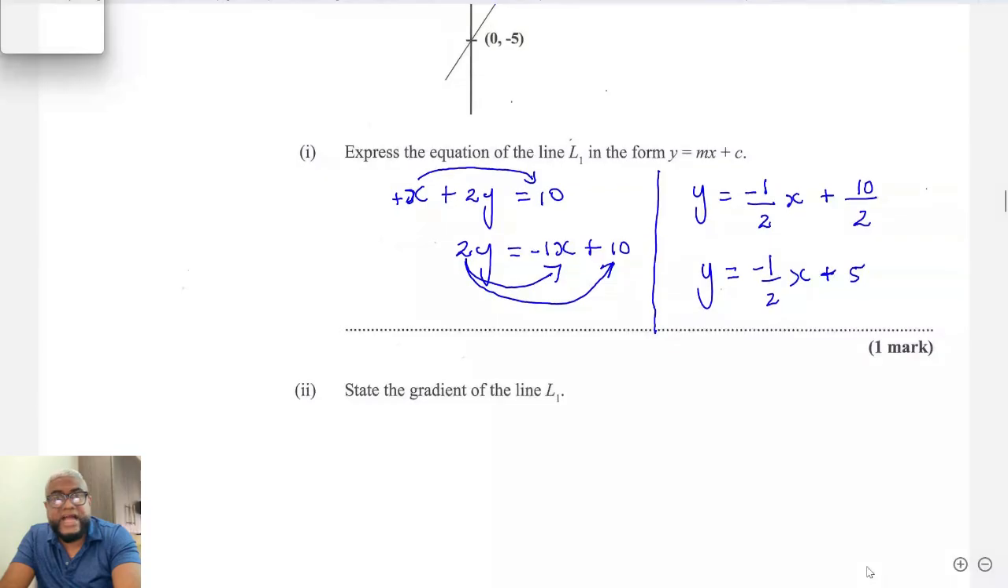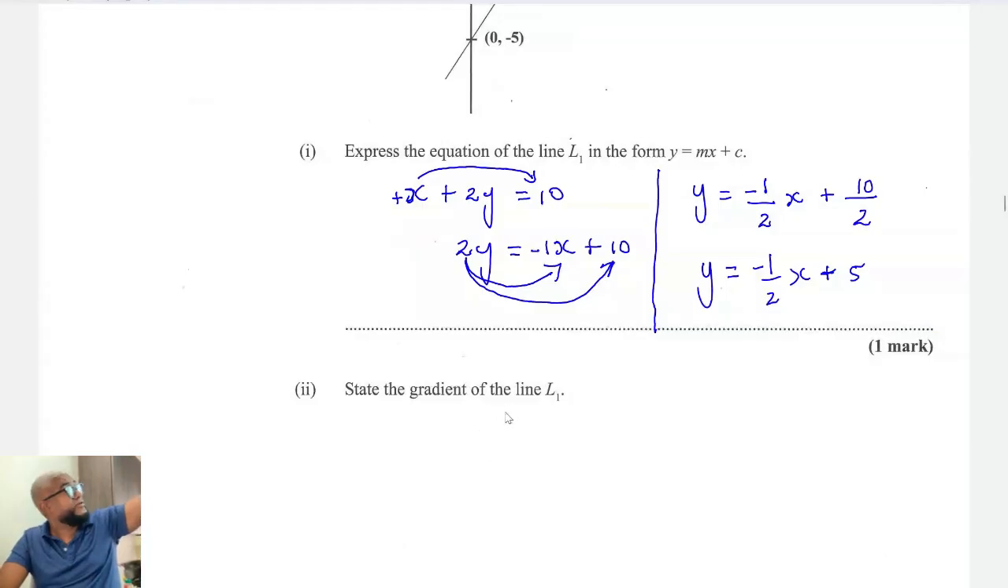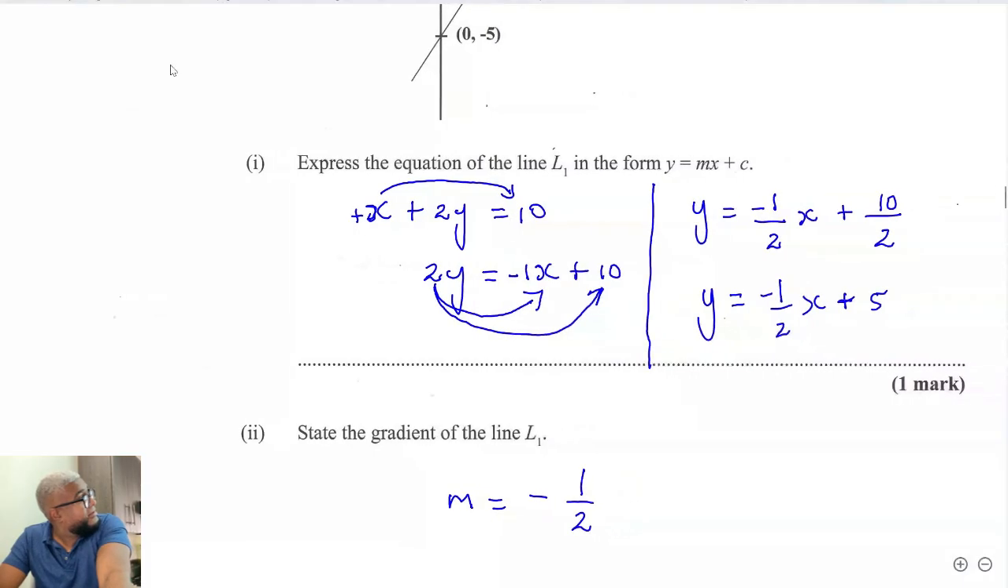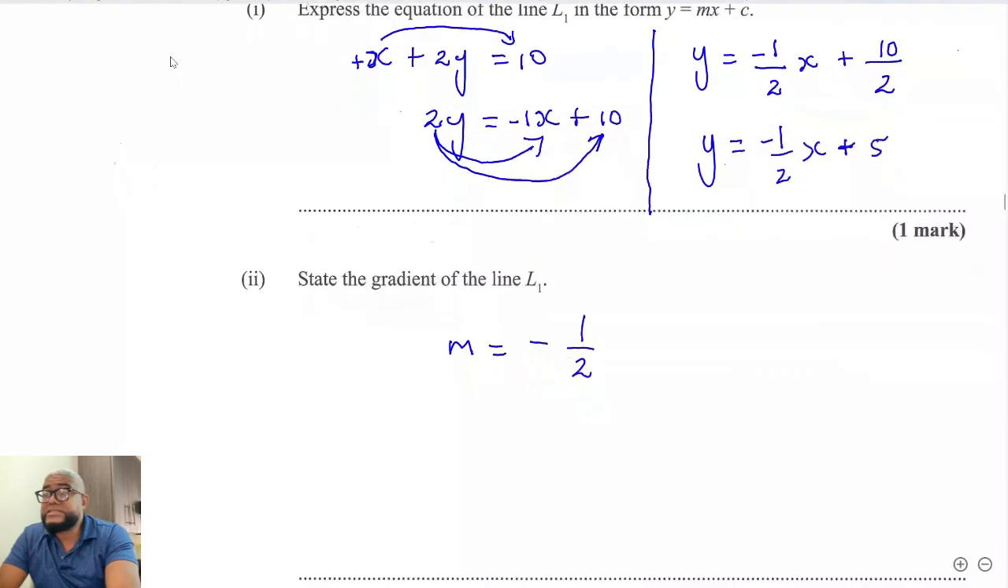Okay, for part 2, they just ask us the gradient of the same line. What's the gradient of L1? They want the gradient of the line we just found the equation for, which is L1. So m is equal to negative a half. Is the writing too small for you, or can you all see it? Right. So we have the gradient. 1 mark, 1 mark. 2 marks in the bag.